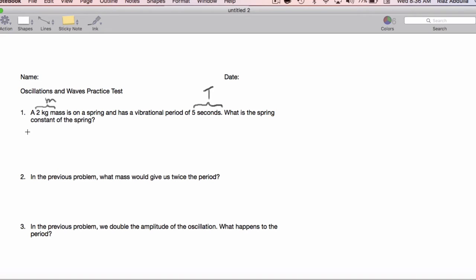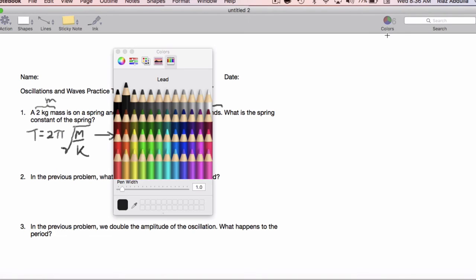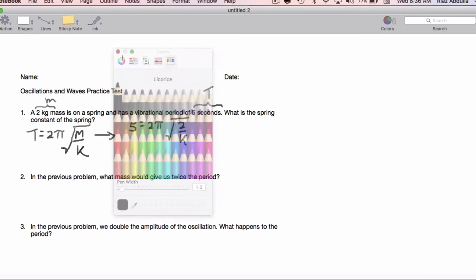When we're dealing with a mass on a spring, the formula for the vibrational period is given in the formula sheet as T equals 2 pi square root of m over k. So we're just going to substitute our numbers in here. We'll have 5 equals 2 pi square root of 2 over k. Now, most people set this part up right, but I want to walk you through how you should put this in your calculator.